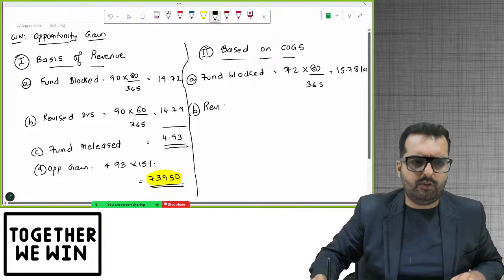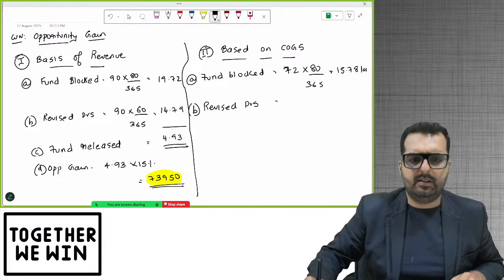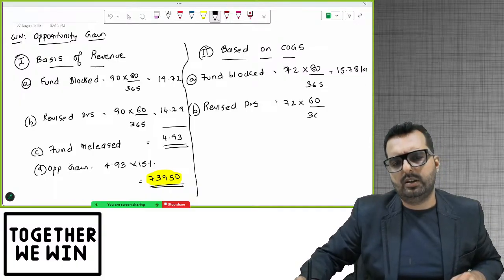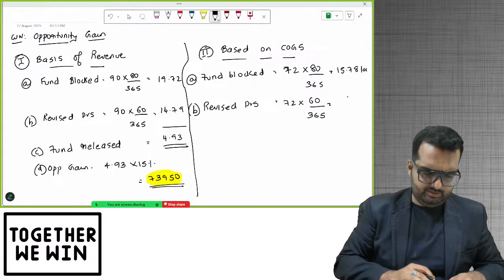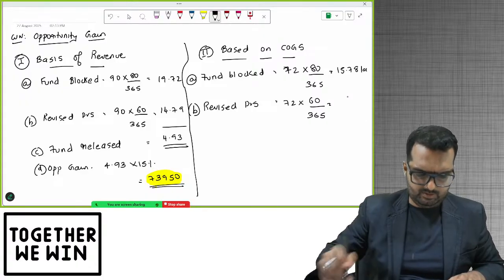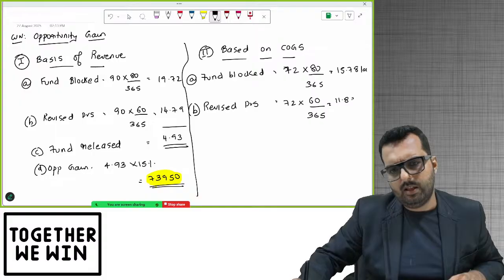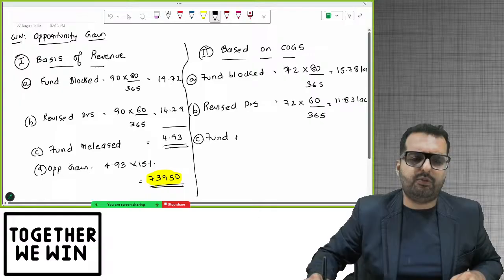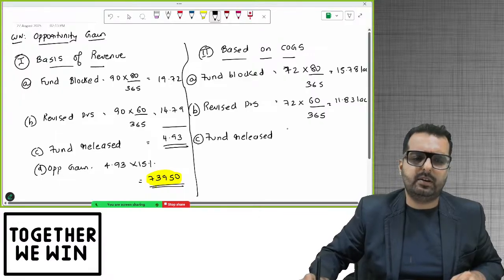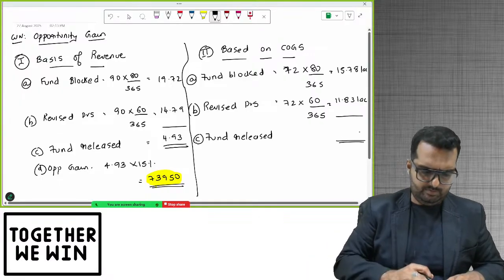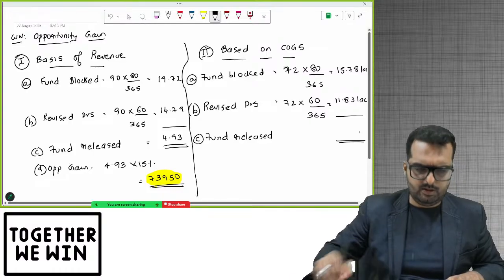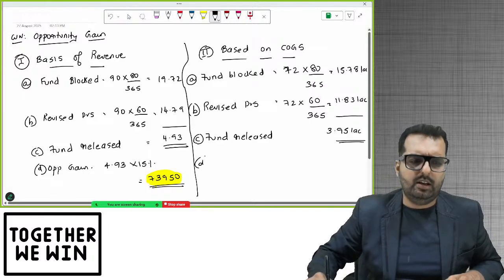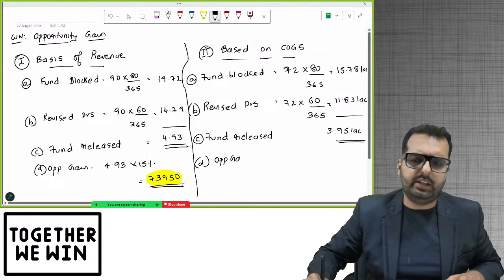And then what about the revised debtors? 72 lakh into 60 divided by 365. 11.83 lakhs. So how much is the fund that is released over here? Do you get the answer as 3.95 lakhs? Correct. Now tell me what will be my opportunity gain in this case.